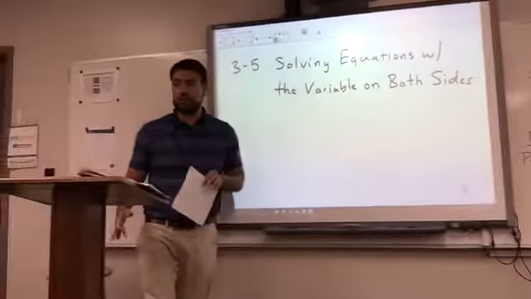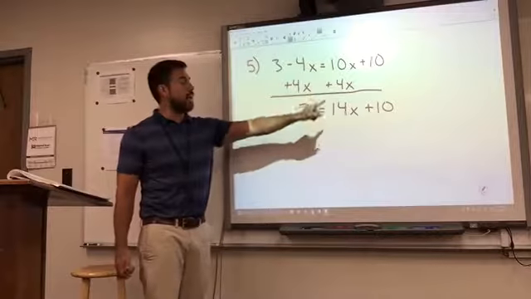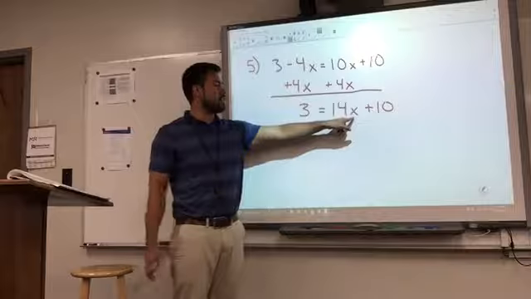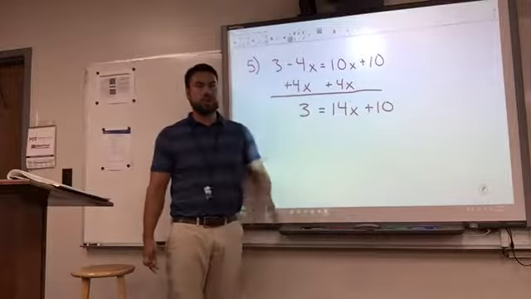What is 10x plus 4x? 14x, and then I still have that plus 10 over here. So do you see that I added the same quantity to both sides, and now I have the x on one side? Is that good? Yeah, because now you just solve it like a multi-step problem. What would you do next?